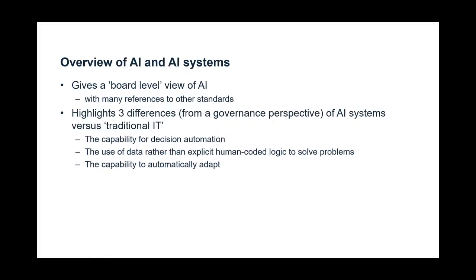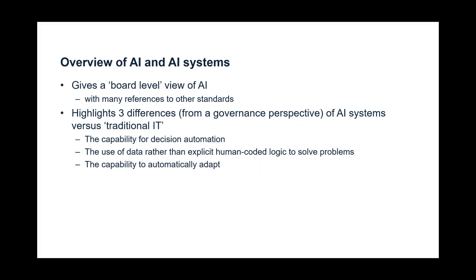The overview of AI and AI system section basically gives a high-level, board-level view of AI. This is again trying to explain what the governing body is dealing with and what these definitions are, at a little bit higher level than the standards that were earlier explained by Rosalind. So there are lots of references to the specific terminology and specific definitions, but from a slightly different angle.